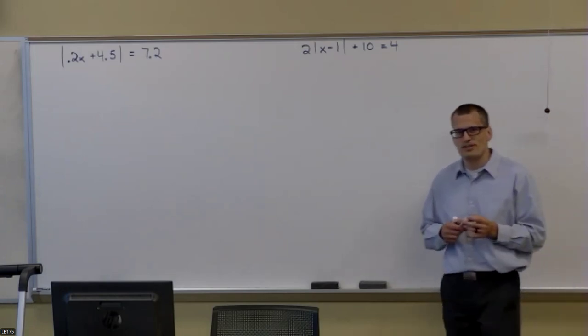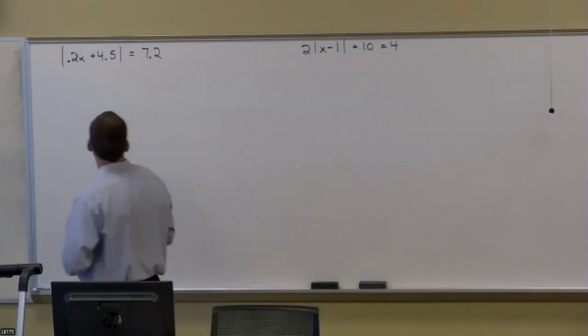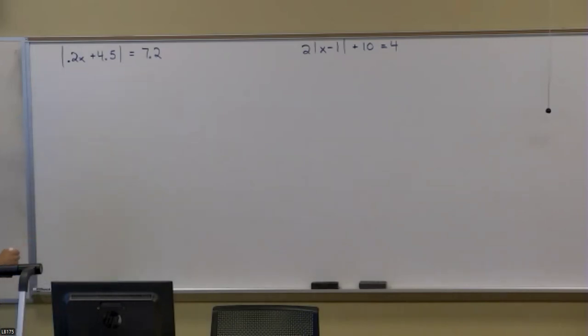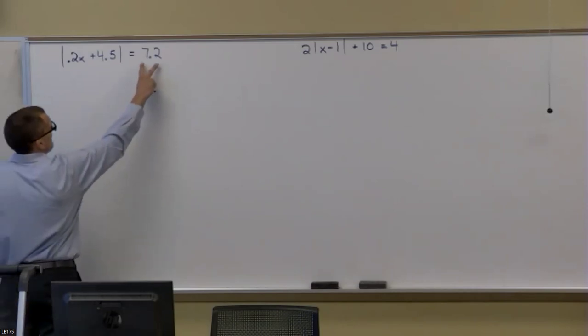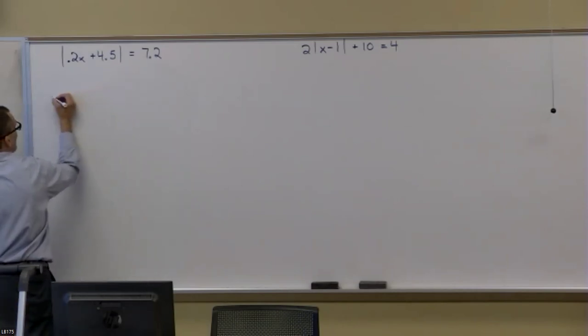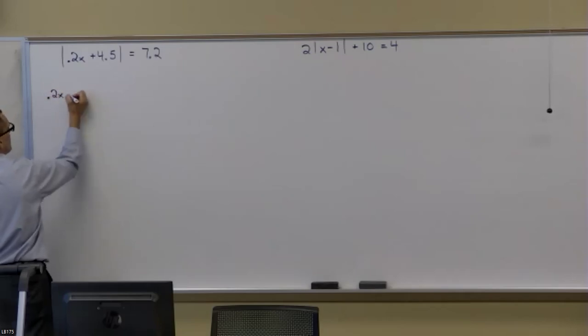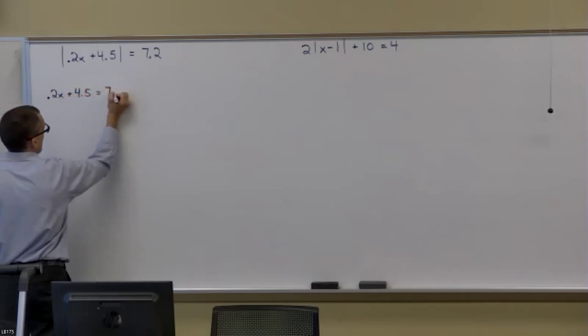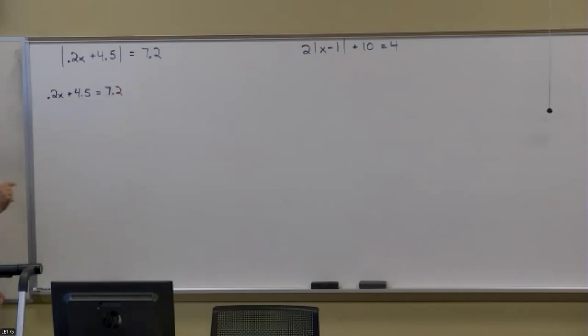All right, let's go through this last couple of things. So first off, this one, the one with the decimal numbers, that already has the absolute value isolated on the left-hand side. So all we have to realize is that this means the inside component, 0.2x plus 4.5 equals, that inside component can be 7.2 or it can be negative 7.2.